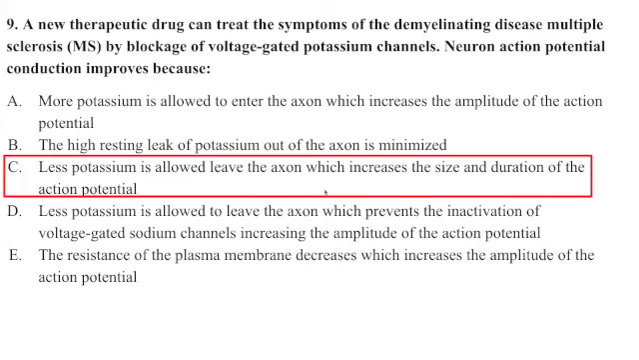A new therapeutic drug can treat the symptoms of the demyelinating disease, multiple sclerosis, by blockage of voltage-gated potassium channels. Neuron action potential conduction improves because, right? If you remember, the voltage-gated potassium channel enables the efflux of potassium out of the cells.